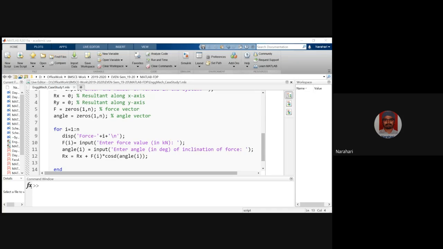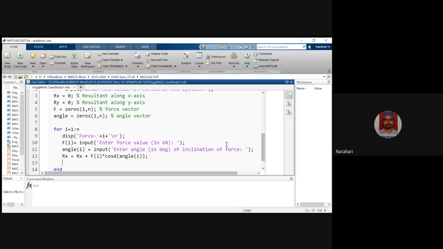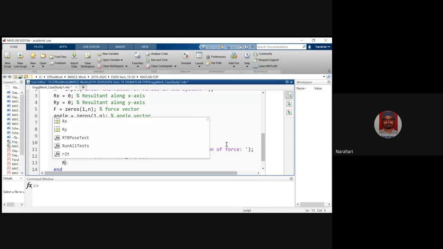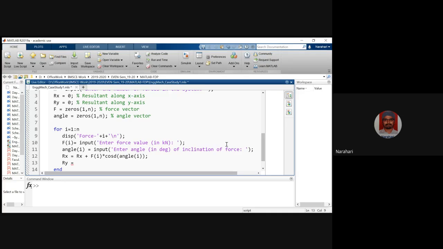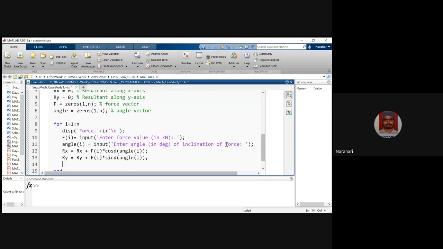Yes, it could be 125 degrees, it could be 58 degrees. We are not bothered about the exact numbers here. We can give any number, and the code will work for any degrees or any forces. It could be 125 as per the diagram, so not an issue. Then similarly, Ry equals Ry plus, I just copy paste this whole thing. Right?